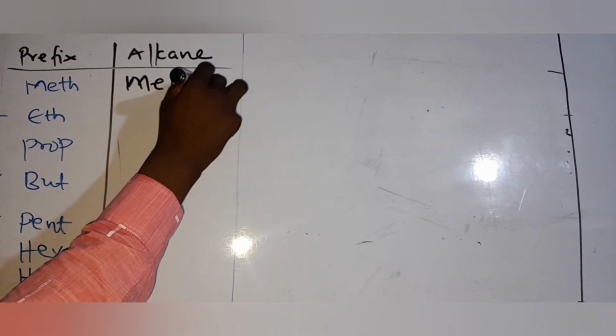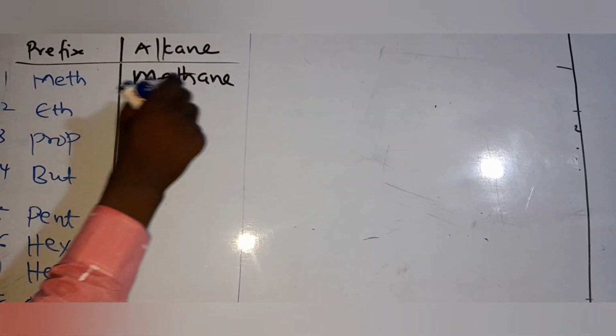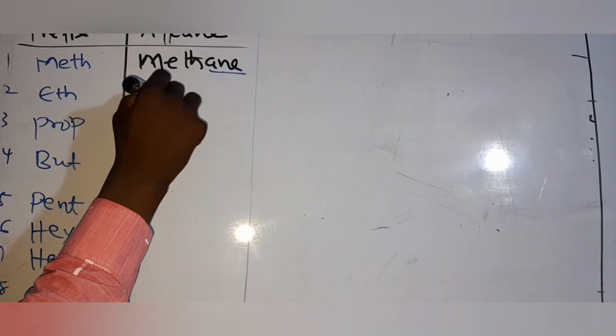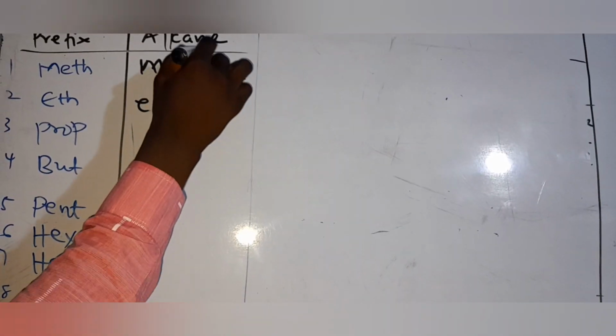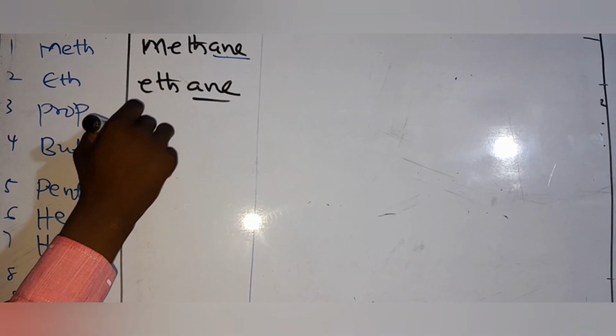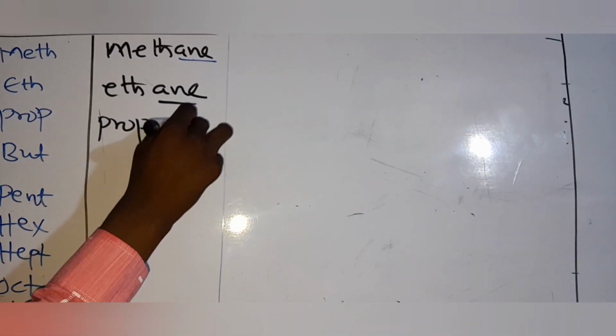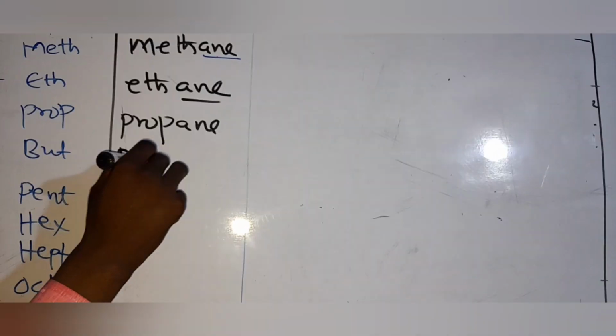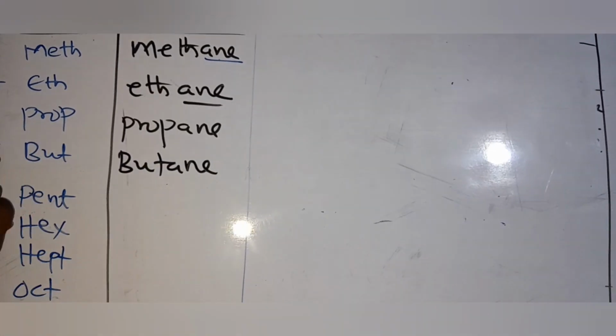Methane. Look at it, I just add ANE to it. So we become methane. Then this one, we guess it becomes what? Ethane. We just add ANE to it. Then this becomes what? Propane. Propane means having 3 carbon. Remember 3. Then we have butane. Butane will tell you it's having 4 carbon.